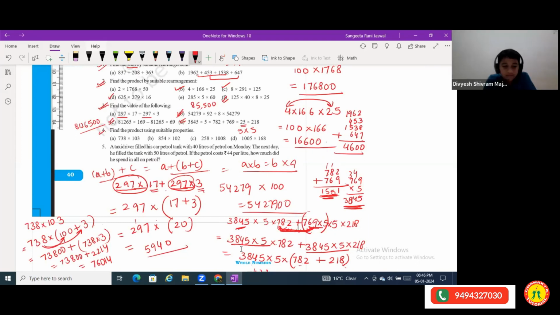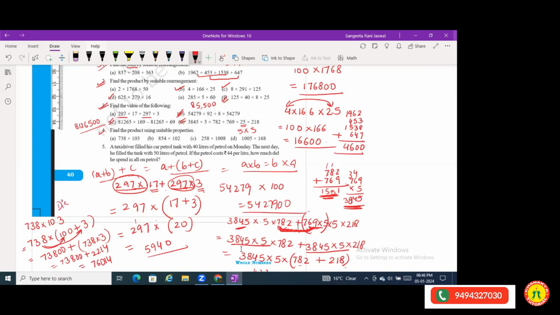Yes, ma'am. This property is called distributive property. This is not commutative. This is not associative. This property is called distributive property.